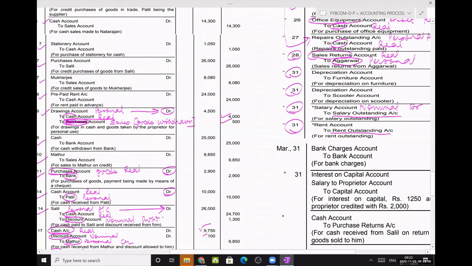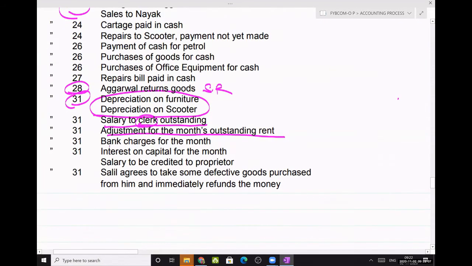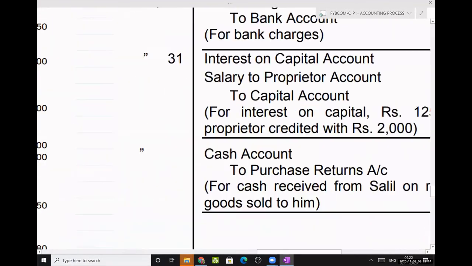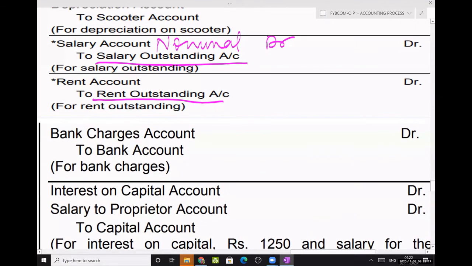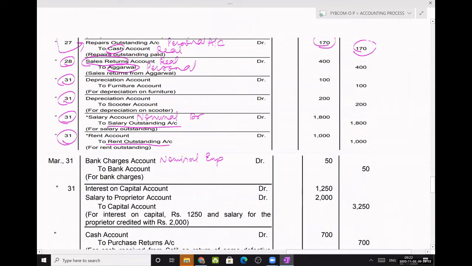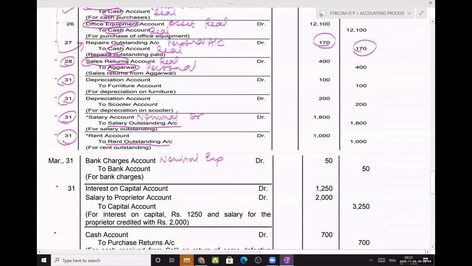Next, bank charges for the month. Okay, so bank charges are obviously paid. Bank charges is which account? If it is only bank, it is personal. Bank charges means expense. Okay, it's a nominal account, so debit the expenses. To bank.